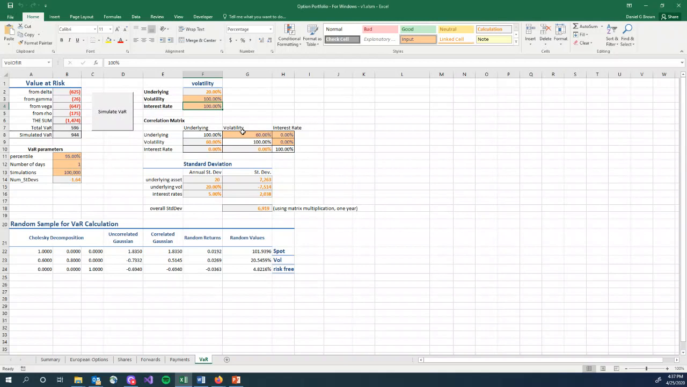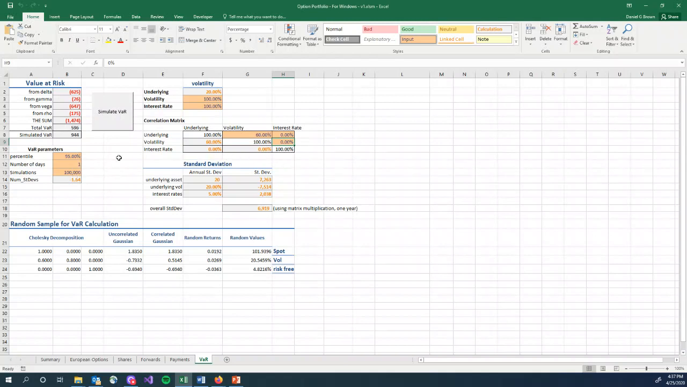And then we also have to specify how those parameters are correlated. So right now in my spreadsheet, I have a 60% correlation, positive, between the underlying asset and the volatility of the underlying asset. Typically, for a stock market, we expect this to be negative, although that does not have to be the case. We have a correlation between the underlying asset and the interest rate, in this case 0%. And we have a correlation between the volatility of the asset and the interest rate, again set to 0.